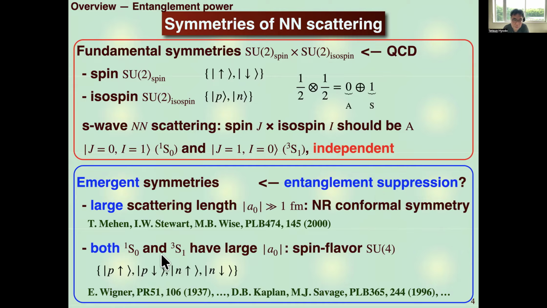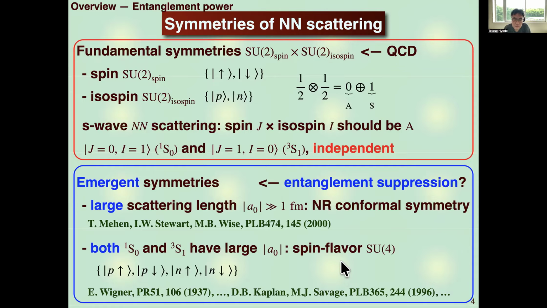Another one is that, as I already mentioned, not only one component, but both components have larger scattering lengths compared with the typical scale, which means that the two independent channels have a similar behavior in terms of this scattering length. And this is known as the spin-flavor SU(4) symmetry that was discussed by Wigner a long time ago by looking at the structure of nuclei. More recently, it has been discussed from the viewpoint of large N_c QCD and so on.